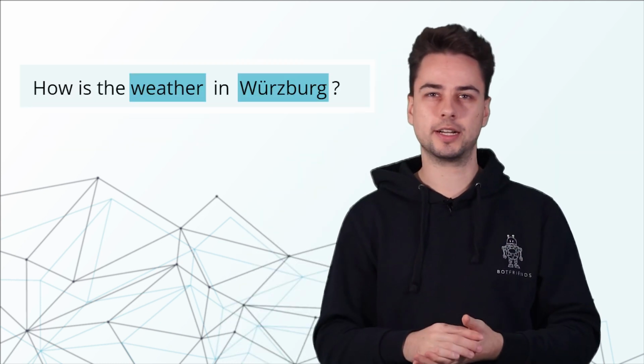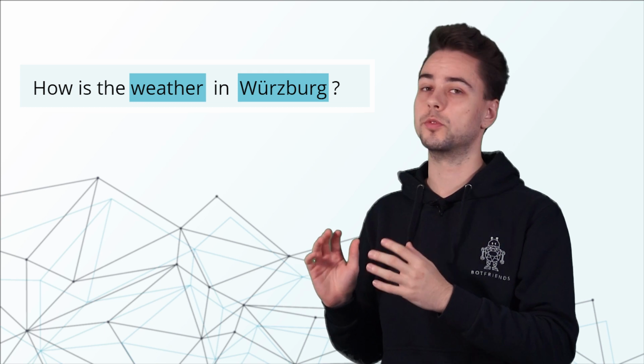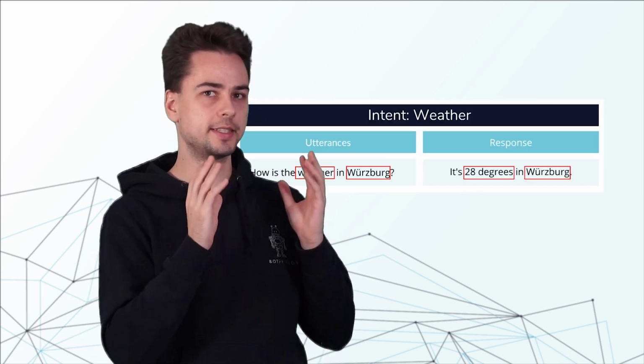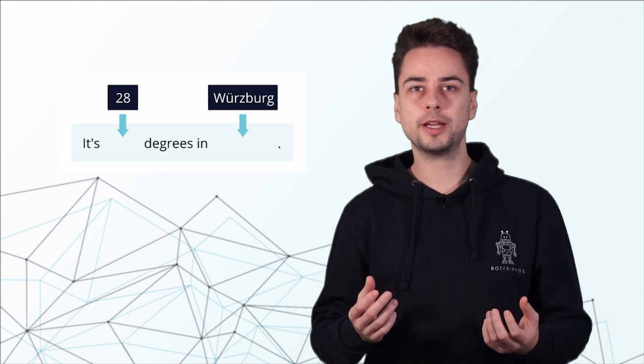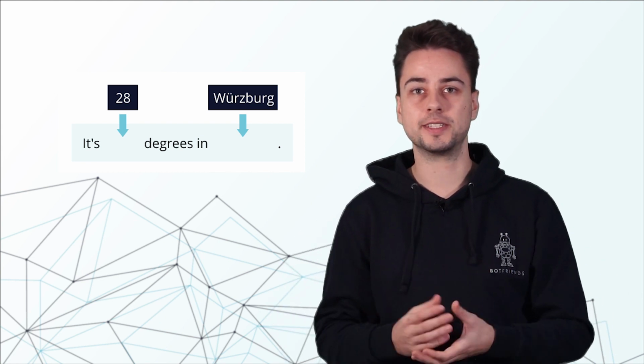So let's have a look at our example again. How is the weather in Würzburg? Our chatbot with NLP integration compares the question with all utterances in our system. Then it calculates which intent is most likely the right one. In our case, this is the intent weather. After identifying Würzburg as a location, your chatbot will retrieve the forecast for this city. The new information now becomes part of the chatbot's answer.